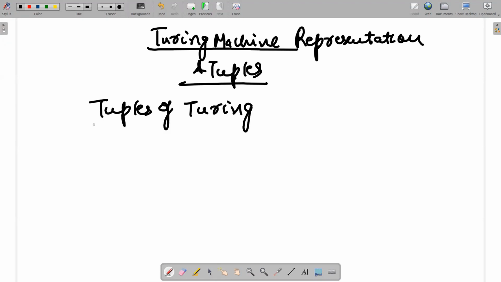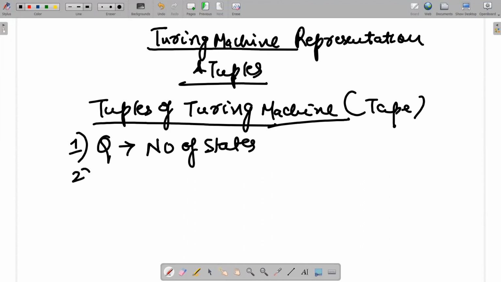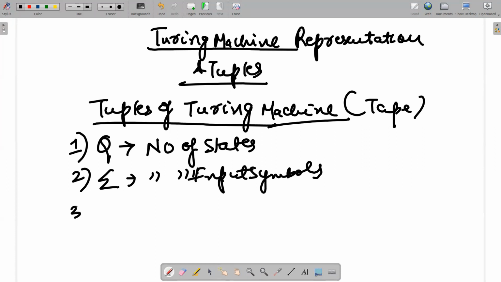As we discussed in the last video, a Turing machine has a data structure, which is the state. There are some tuples which will be different from pushdown automata, but the basic tuples remain the same. Q represents the set of states. Then Sigma represents the set of input symbols. Then the third tuple is the transition.